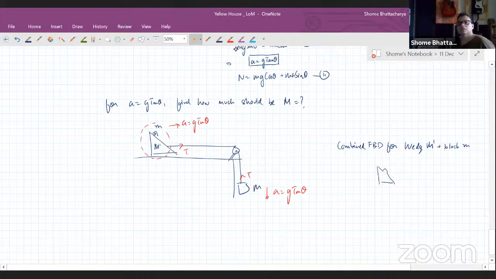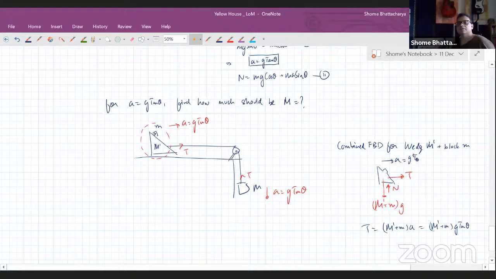So on that combined FBD, there's only one horizontal force, tension. The rest are vertical forces. And this system is having a horizontal acceleration A. So tension should be equal to (m prime plus m) g tan theta, because this A should be equal to g tan theta.